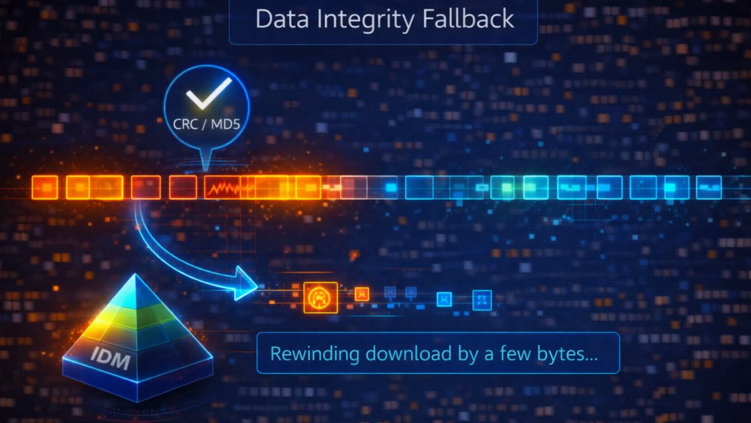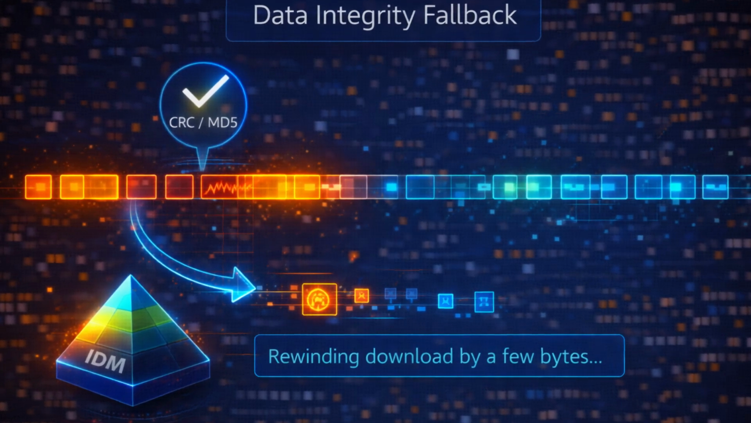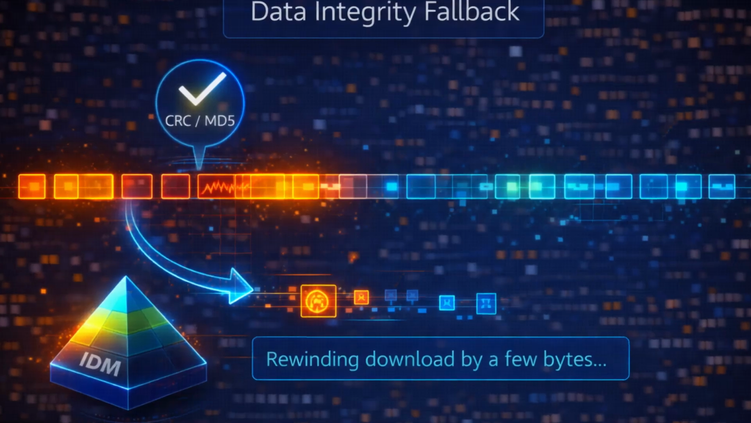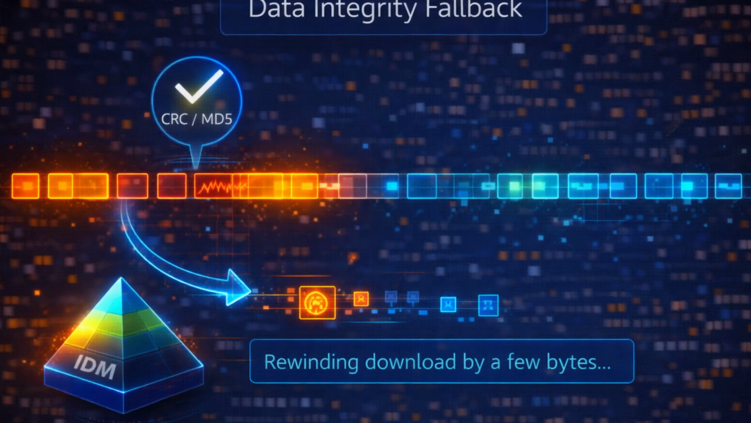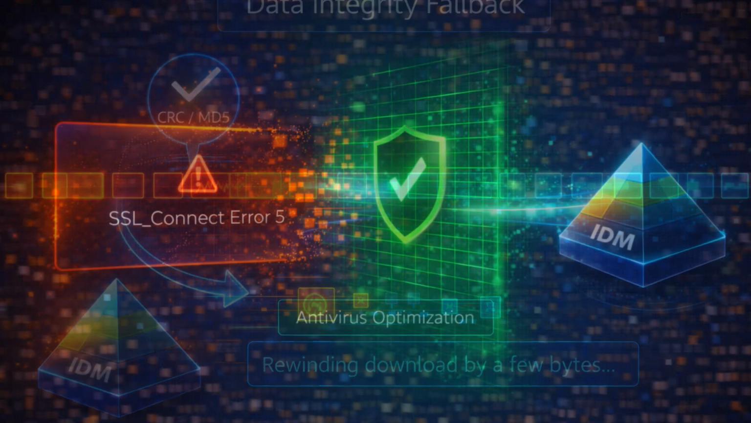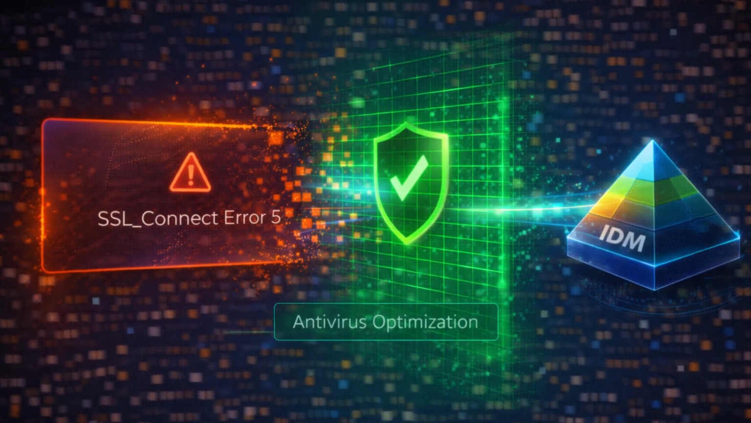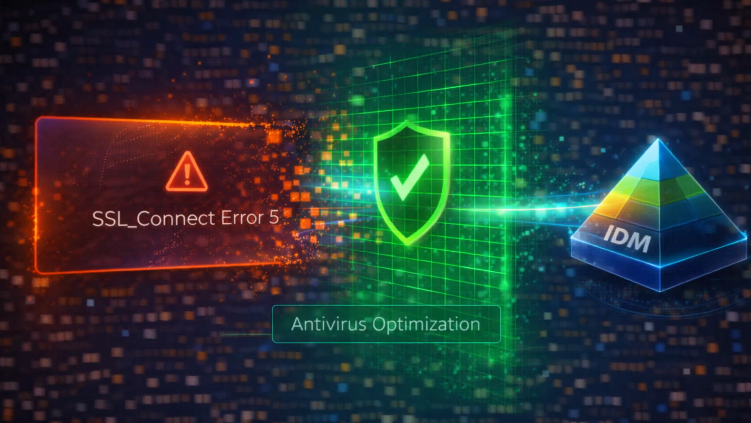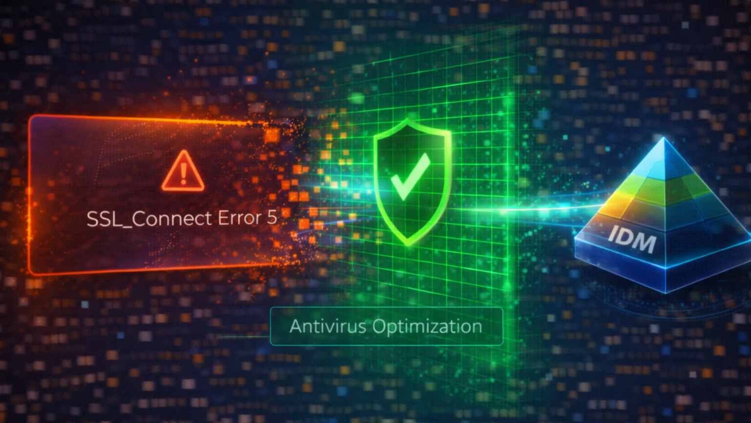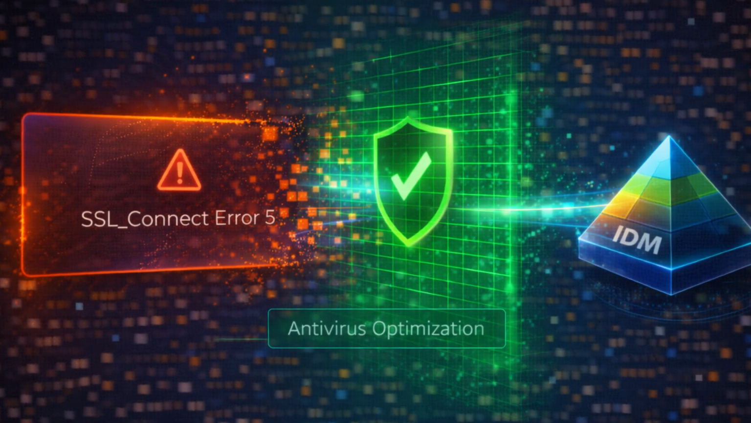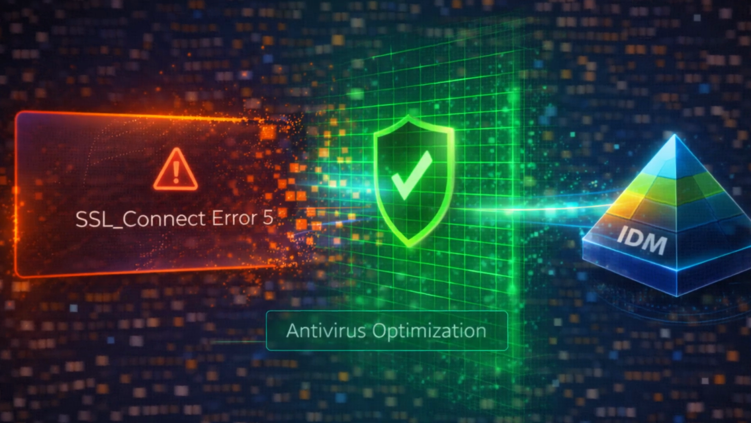However, high-speed downloading often triggers false positives in security software. Errors like SSL Connect Error 5 are usually caused by antivirus SSL inspection mixing up encrypted data buffers. IDM's engine handles this through data integrity fallback. If a segment mismatch is detected, IDM will automatically fall back a few bytes and re-verify the data to ensure the final asset is not corrupted.